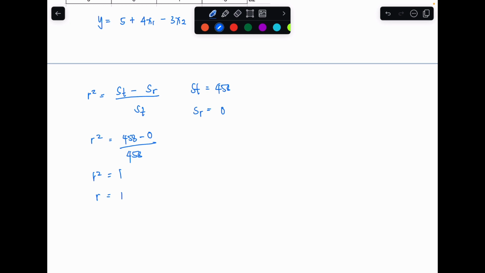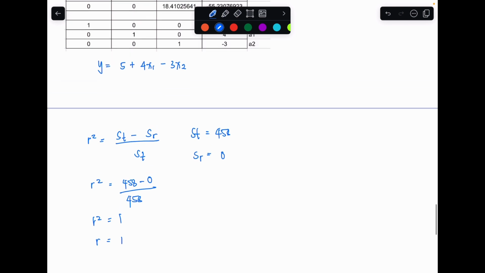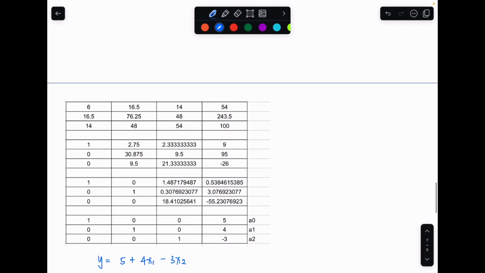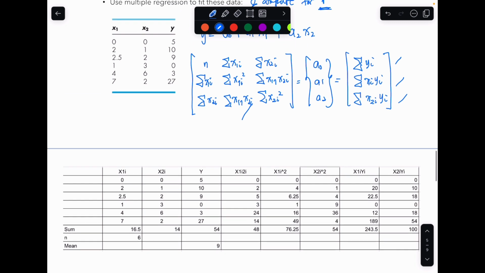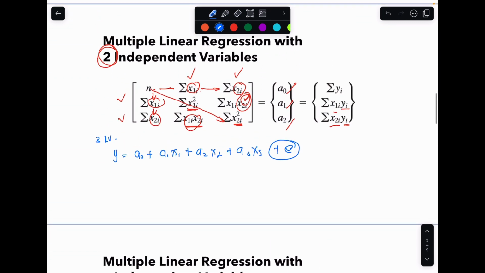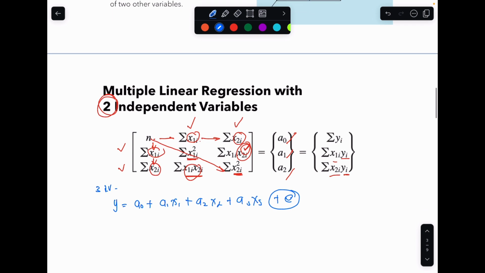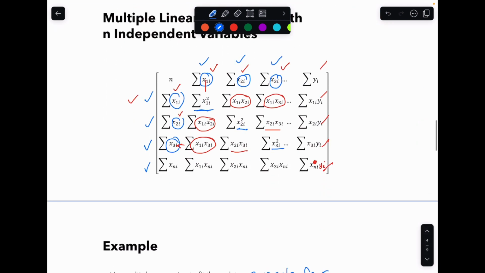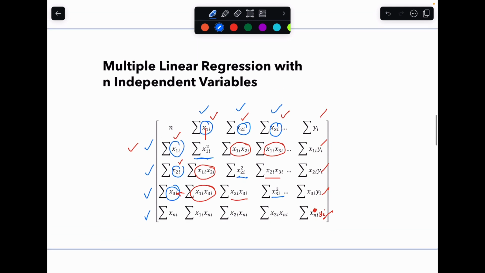Okay, so that's how we get the regression line using multiple regression. Take note again that multiple regression is not limited to 2 independent variables, we could have more. If we have more, we follow the format for multiple linear regression. Okay, so that will be all.